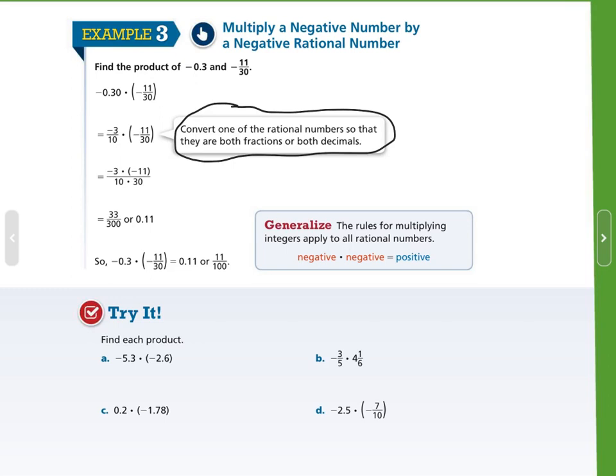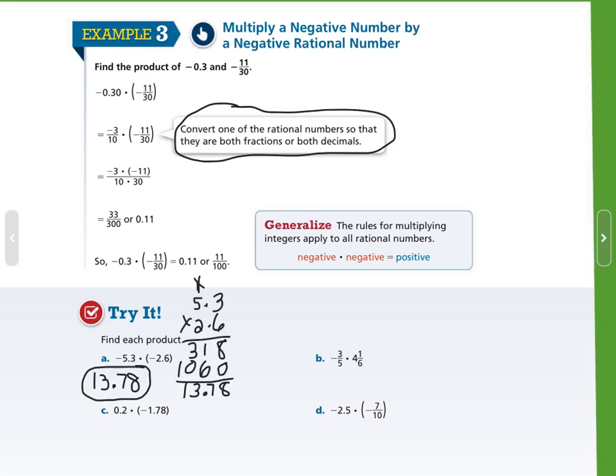If you look down at the 4 try it questions, you'll see that you have a mixture of different types of rational numbers that you're multiplying. You have fractions, you have decimals, and you have mixed numbers. So the idea here is use the strategies that you know about multiplying decimals and multiplying fractions and mixed numbers to solve each of those.